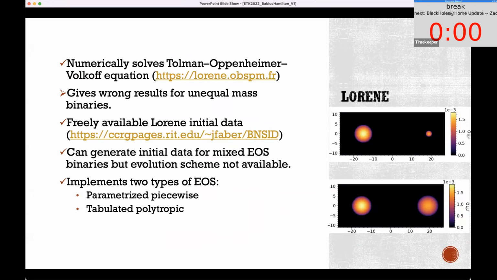So you couldn't generate it yourself, but you found someone that did. Well, I could generate it myself, but Lorene has a bug in it, and the one that is publicly available is not fixed. I see.